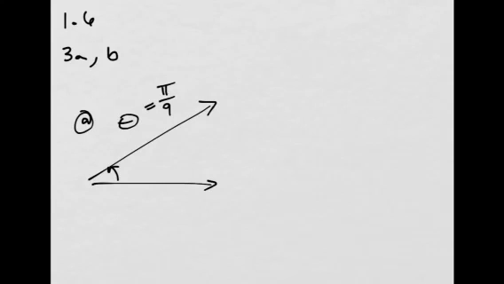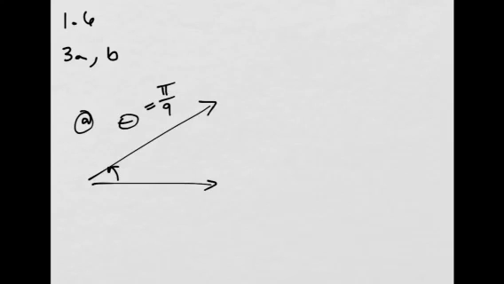All right, the instructions for this say determine two coterminal angles, one positive and one negative, for the given angle. Okay. I think we did 4A and 4B. No, we did 2A and 2B.